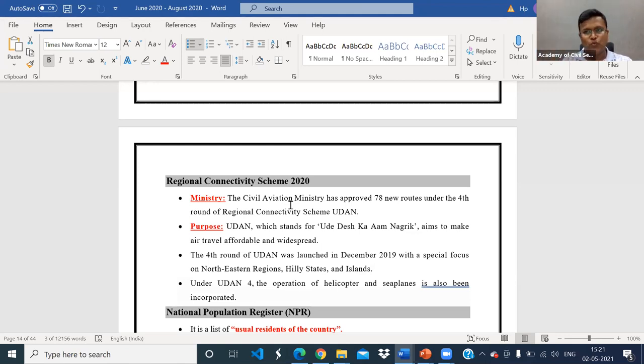If the flight journey is less than 1 hour, the maximum price is capped at this much. That is the aim of the scheme. If flight companies are making any loss because of this scheme, then the Government of India will compensate the loss for them.